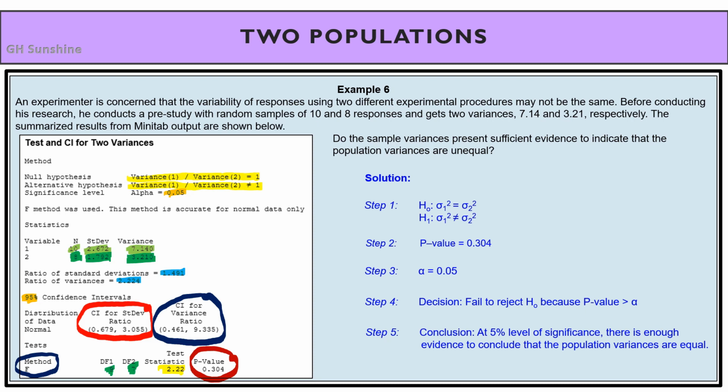So recall back. When we use the confidence interval approach, we look at this interval here, 0.461 and 9.335. Is there any value of 1 between the two values? Yes. Therefore, same conclusion as the confidence interval approach: the population variances are equal.